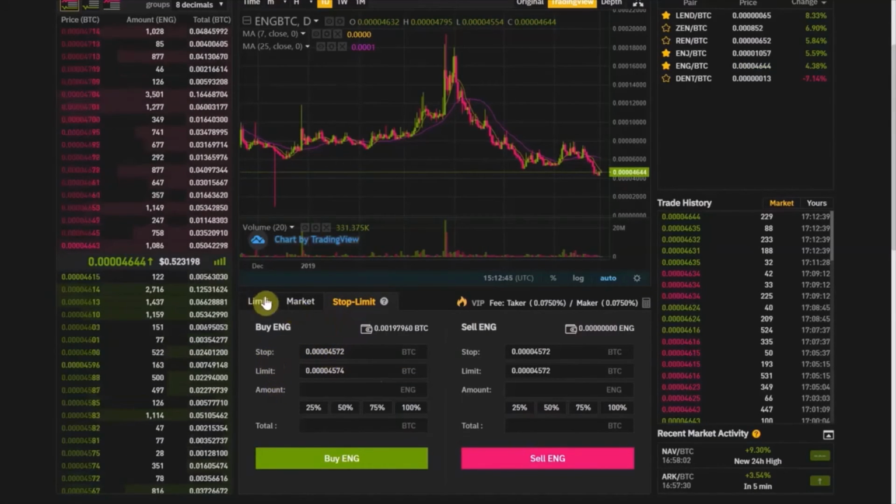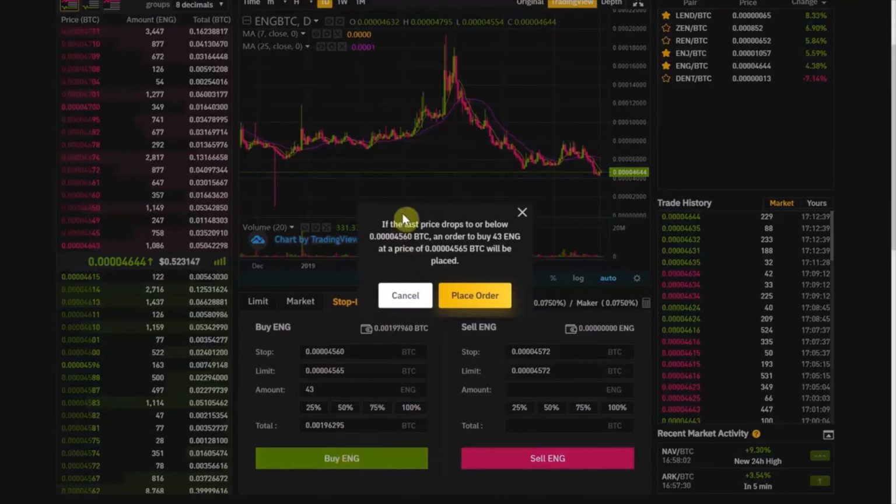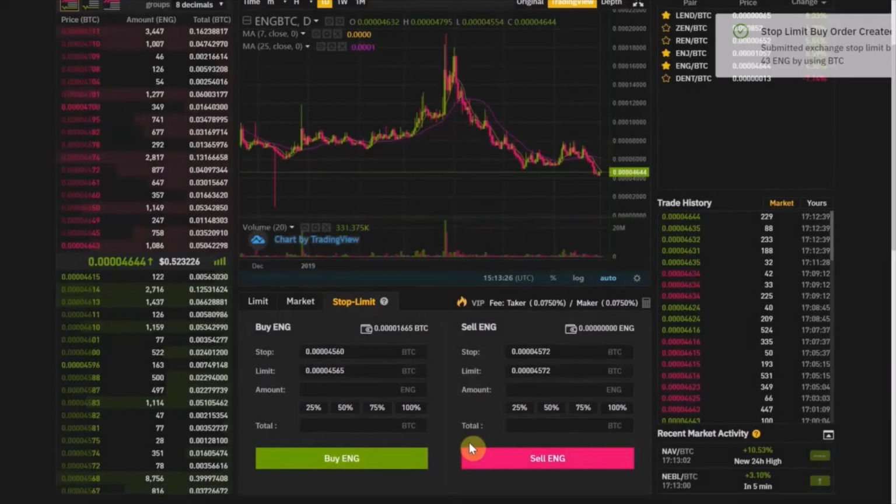So the only difference between the limit and the stop limit is that you have to select a target, which is called the stop, and then you decide which limit order you want to place. And again, it's the same thing. It's even lower. Oh, they actually explain: if the last price drops to or below 4,560, an order to buy at the price will be placed. So I should have just placed the order and let you read this. I think it's pretty clear.